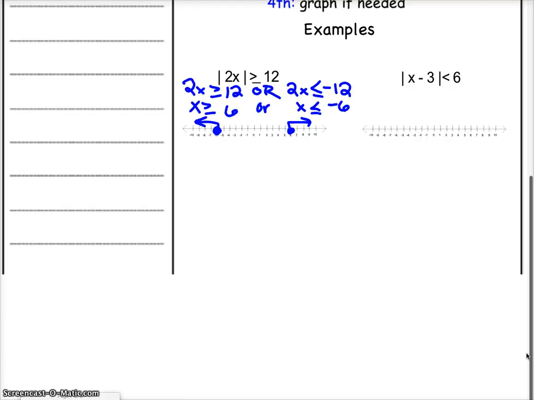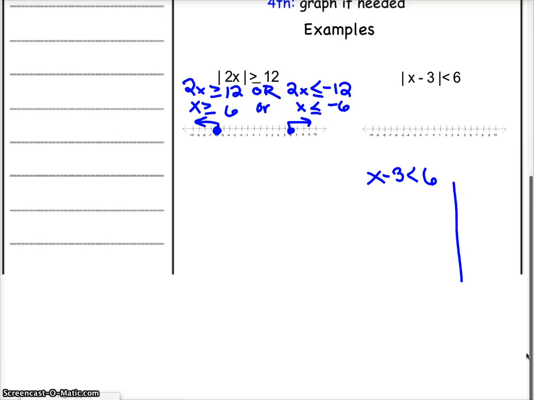Okay, next one. Is my absolute value by itself? Yes. The absolute value sign is by itself. I'm not adding anything to it. I'm not multiplying anything to it. It's all by itself. So I create my cases. I'm going to do it down here so I have more room. I'm going to say x minus 3 is less than 6. There's my positive.